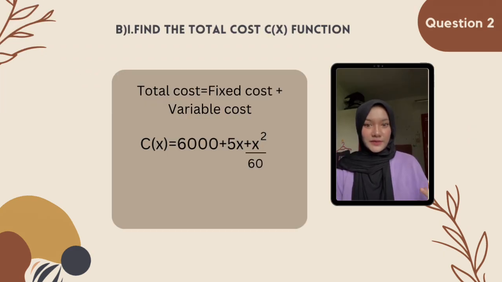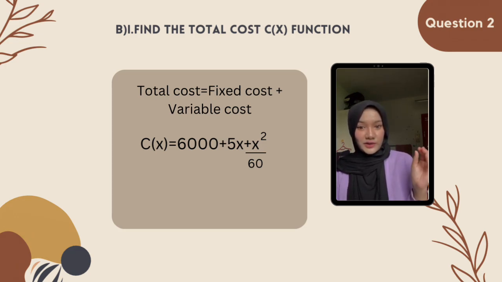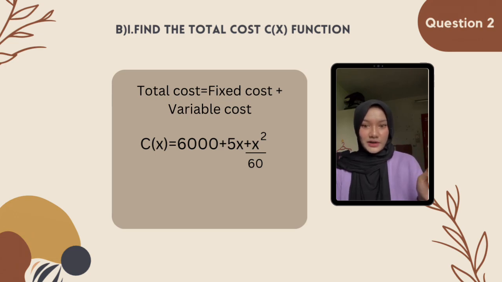The total cost function. We know that the formula of total cost is fixed cost plus variable cost. From here it was stated that the manufacturing cost is 6,000, which will be our fixed cost. However, for the variable cost, it was stated that it was RM 5. We don't know the total, so we have to multiply with the quantity, which will be 5x. So from here our cost function is 6,000 plus 5x plus x power 2 over 60. That is the answer for our cost function.